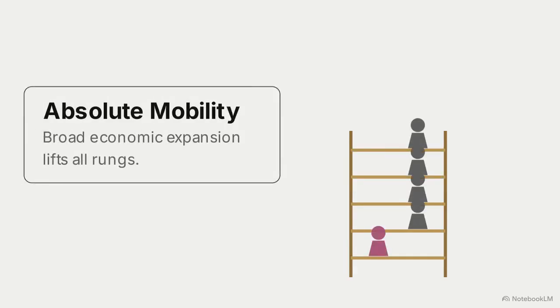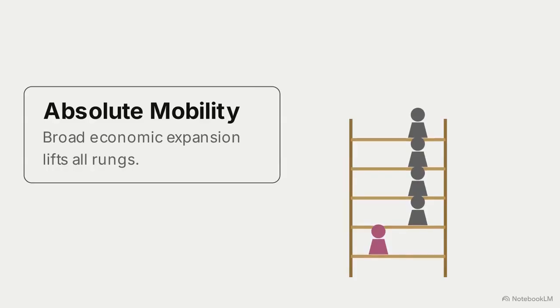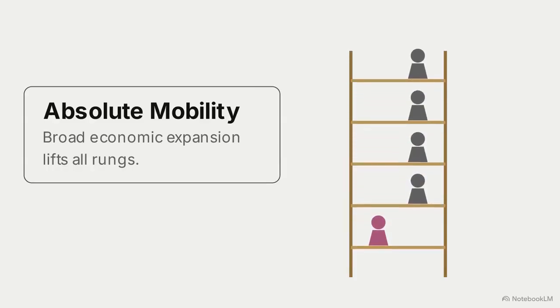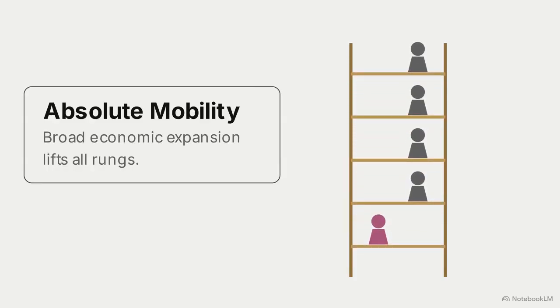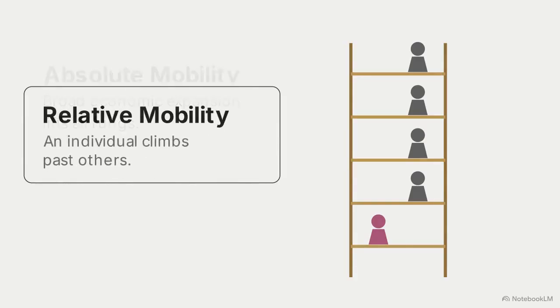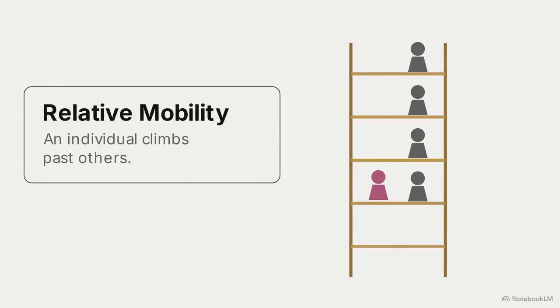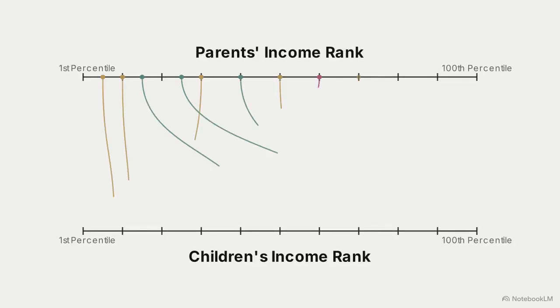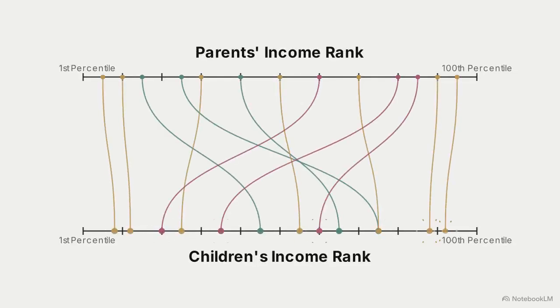The first is absolute mobility. This occurs when an entire generation earns more, usually driven by broad economic expansion. Picture a ladder extending upward. The second is relative mobility, which looks entirely at an individual climbing past others. The gold standard for measuring these ranks comes from economist Raj Chetty and his team at Opportunity Insights. They have mapped the income ranks of children compared to their parents with exact precision.